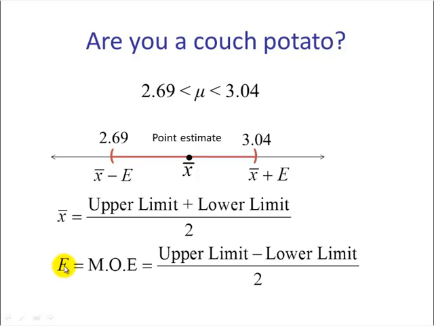Now if we wanted to find the margin of error, e, we would take the upper limit and this time subtract the lower limit and divide that by 2. Why does this formula work? If we take x bar plus e and subtract x bar minus e, the x bars would cancel and we would have e minus a negative e, which gives us e plus e, or 2e, and 2e divided by 2 is e.